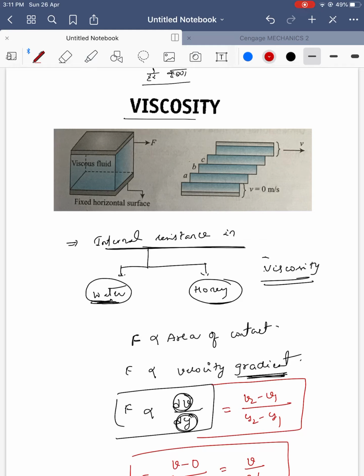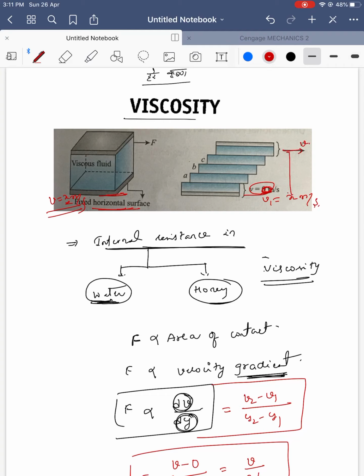Say the surface is moving with a velocity v equal to x meter per second. Now what is the velocity v1 just afterwards? It is not 0 in this case. Whatever the bottommost layer's velocity is, that will be the velocity. What is the velocity here next? X meter per second. The highest point is moving with velocity v.